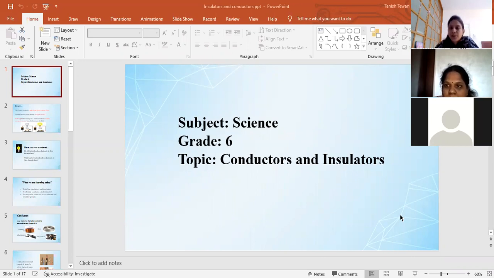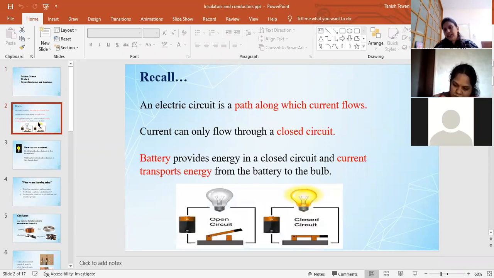So today, as you know, we are already doing the electricity lesson. Today we are going to take up the topic conductors and insulators. But let's see who remembers what we did in yesterday's lesson.